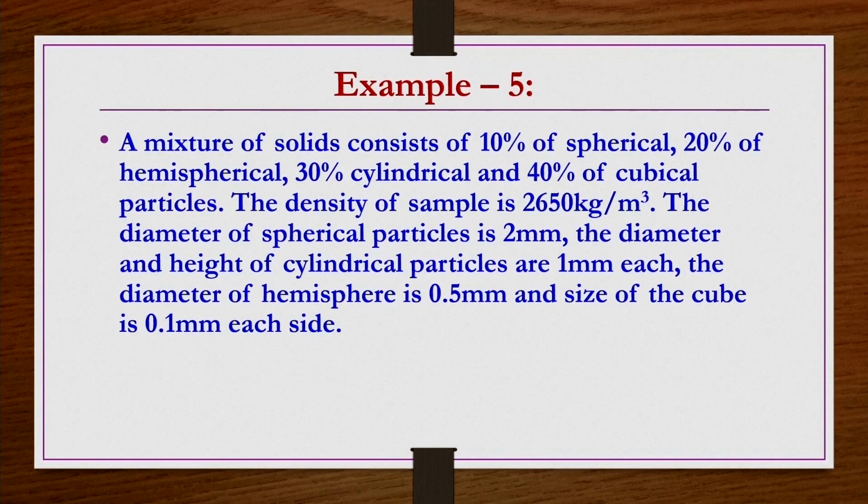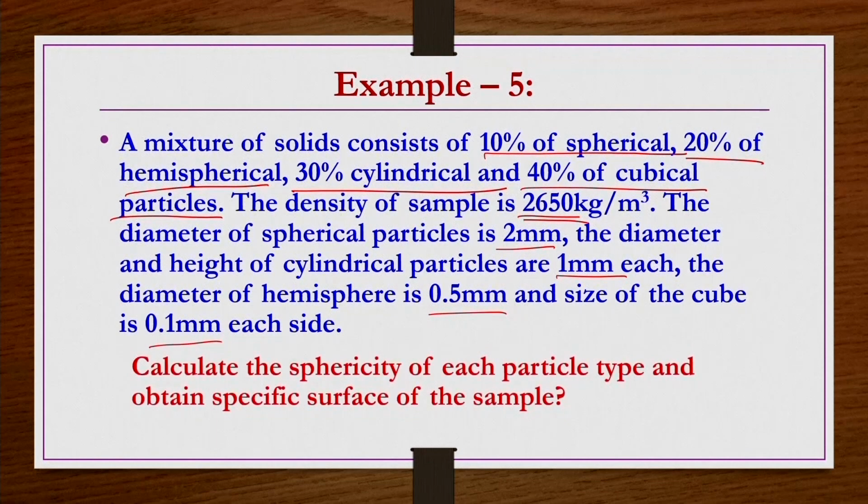So, we take one example where we do not take the screen analysis results, but we have a mixture of different types of particles. Let us say 10% spherical particles, 20% hemispherical particles, 30% cylindrical particles and 40% cubical particles. That is a kind of non-uniform mixture, but the density is the same for all of them, and the particle shapes are also given. Diameter for the spherical particle is 2 mm, short cylinders 1 mm, hemisphere 0.5 mm, and cube is 0.1 mm each.